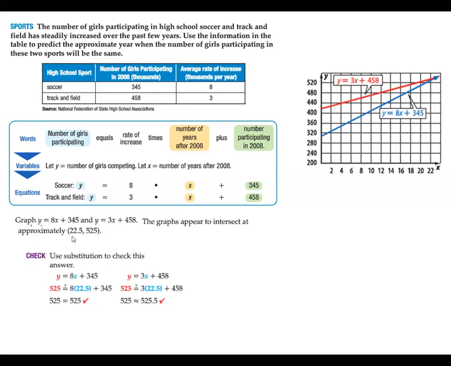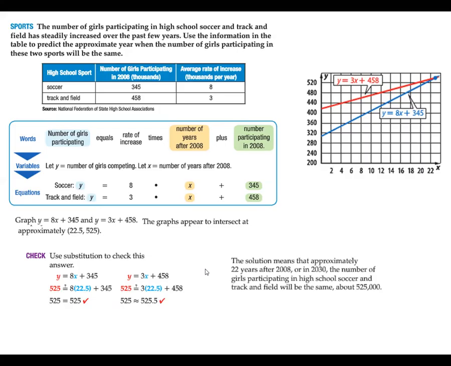Plug in 22.5 for x and 525 for y in both equations, and you'll see that they pretty much work. See, even here, it's not exactly the right answer, but it would be after about 22.5 years. All right, so the solution means that approximately 22 years after 2008, or the year 2030, the number of girls participating in high school soccer and track and field will be about the same, and that will be about 525, but remember 525,000 because the numbers were in the thousands.